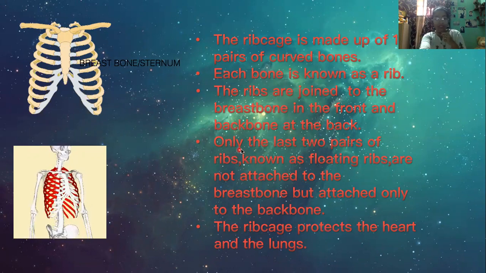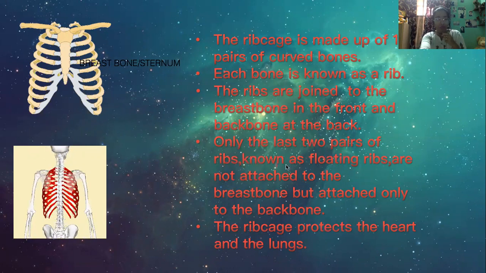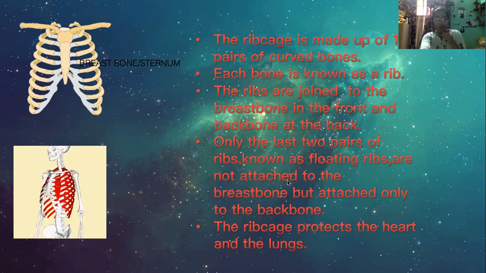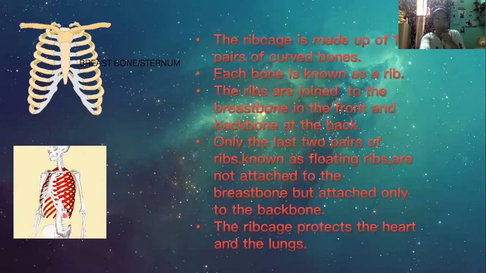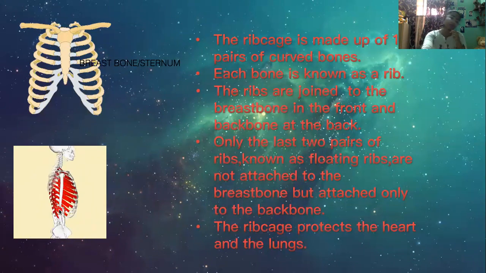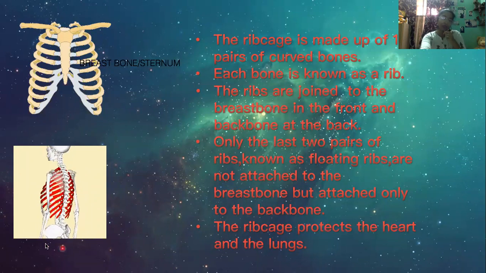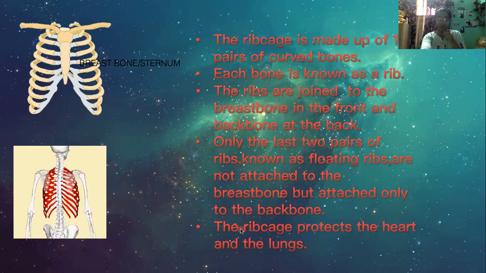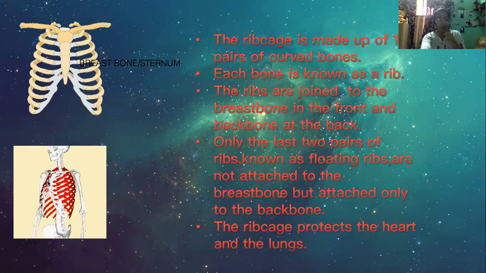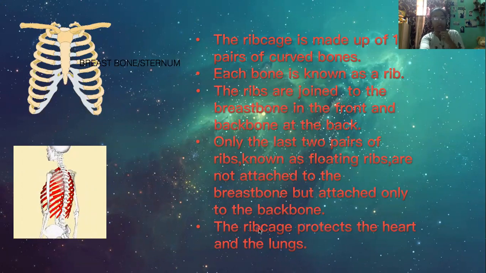Okay, only the last two pairs of the ribs, known as the floating ribs, are not attached to the breastbone. Okay, can you see? Look closely here. Look at my pointer. Can you see these last two ribs? These last two ribs, can you see they have only arisen from the backbone, but they are not attached to the sternum at the front. So that is why, since they are not attached to the front of the rib cage, that is with the sternum, they are known as the floating ribs.